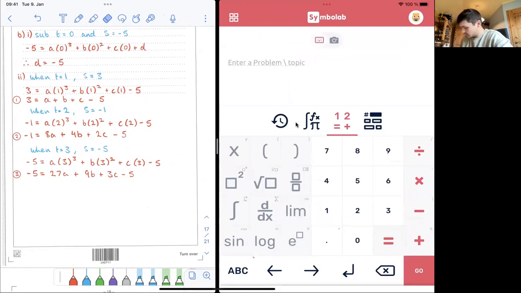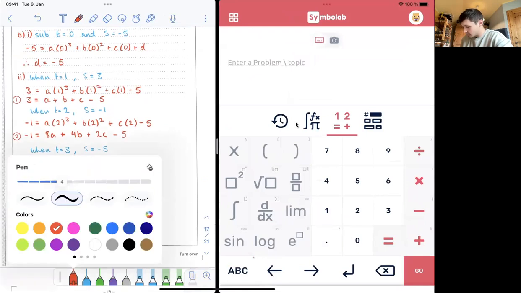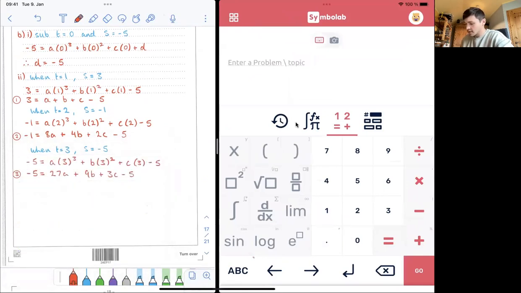I will also note that for each of these 3 equations, you could have also brought the -5 to the other side of the equation. So, for example, equation 1 would have been 8 equals A plus B plus C. Equation 2 would have been 4 equals 8A plus 4B plus 2C, and equation 3 would have been 0 equals 27A plus 9B plus 3C. Both would have been fine.